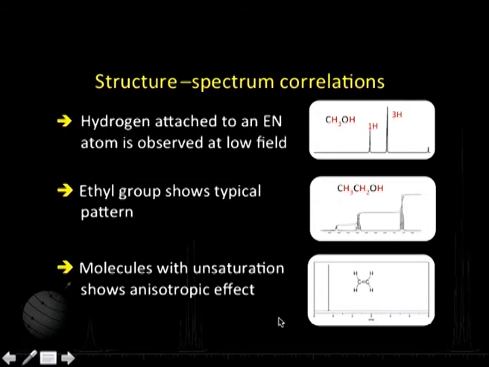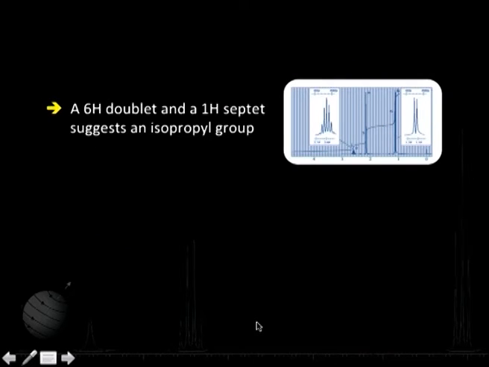Then another observation we had was that any molecule with unsaturation will show an anisotropic effect. In case of ethylene, the signal comes around 5.2 ppm, which is highly downfield. That is the effect of the anisotropy of unsaturation here. Then another correlation we had was for the isopropyl group. Isopropyl group is very typical: it gives us a 6 proton doublet and a 1 proton septet, a 7-line spectrum. That is typical of an isopropyl group. This is a very familiar structure here.